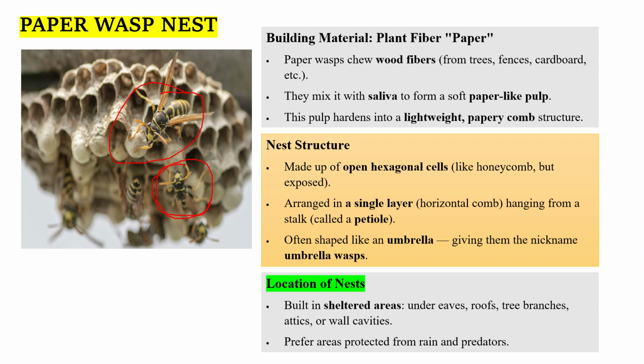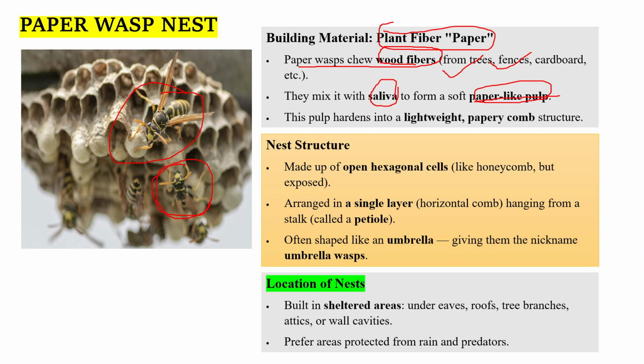वो अपना घर कैसे बनाती है वो हम देखेंगे. So building material is plant fiber or generally paper. So from where does the paper wasp collect its material, कहाँ से वो अपना material collect करती है nest बनाने के लिए. So the paper wasp chews the wood fibers from the plants, trees, fences, cardboard, etc. It will chew the wood fibers and mix them with the saliva present in its mouth. Saliva के साथ वो mix होगा and soft paper-like pulp will be formed.